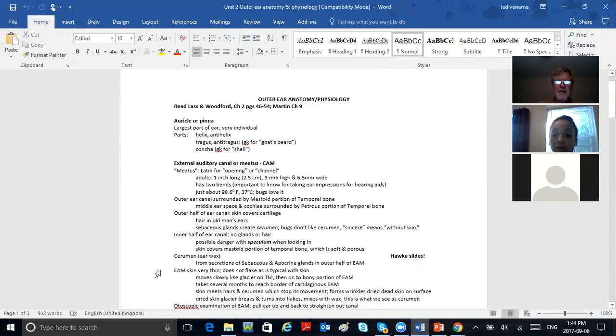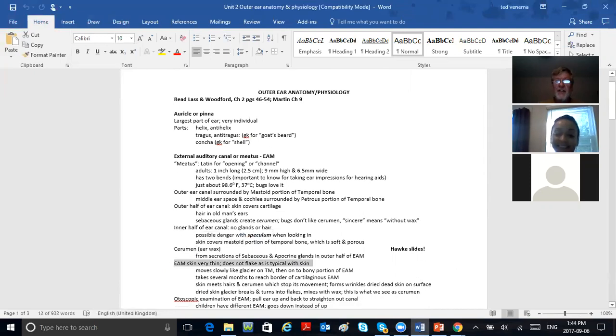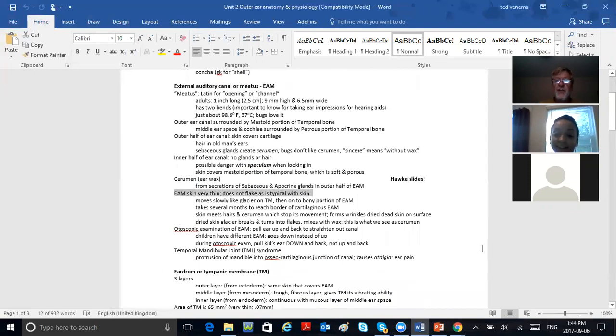The skin of the external auditory meatus is very thin. It doesn't flake, as is typical with skin. It moves slowly, like a glacier, on the eardrum and grows slowly onto the bony portion of the ear canal, the skin that covers the bone. This skin gradually migrates to reach the border of the cartilaginous ear canal. The skin meets the hairs and cerumen, which stops its movement.